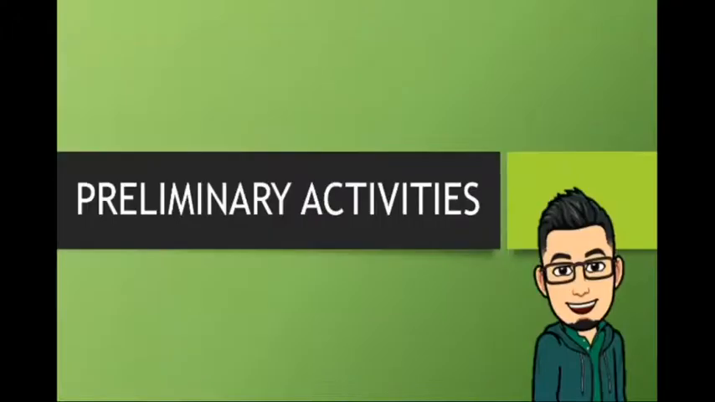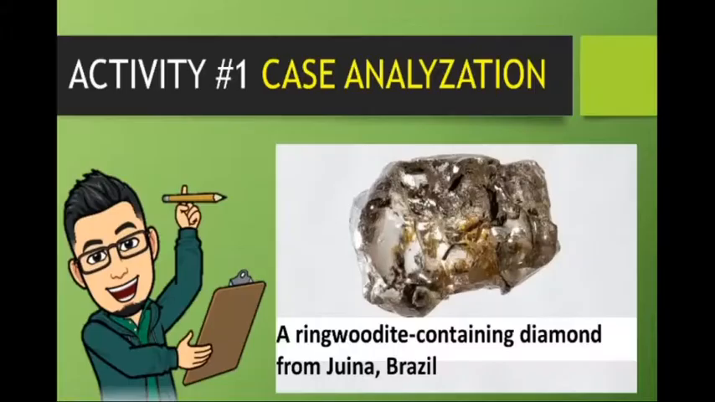And to continue, we have different preliminary activities. We have activities number 1 to 4. And what are these activities? We have activity number 1, case analyzation. As you can see in this video, we have a ringwoodite containing diamond from Juina, Brazil. You are tasked to analyze the given case about this ringwoodite containing diamond, and after that, read and answer each question by writing your answer on the space provided after each question.